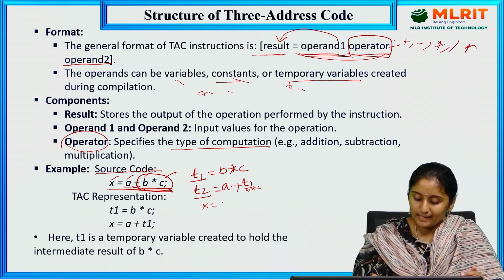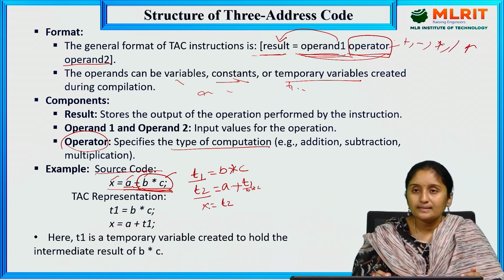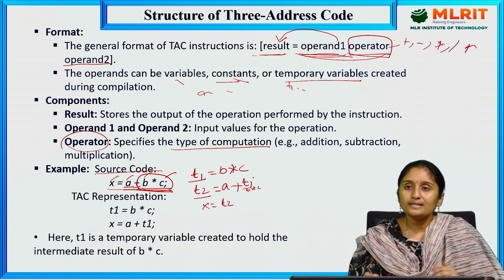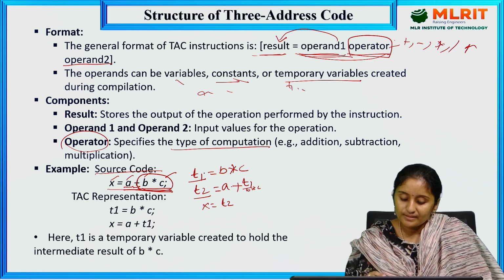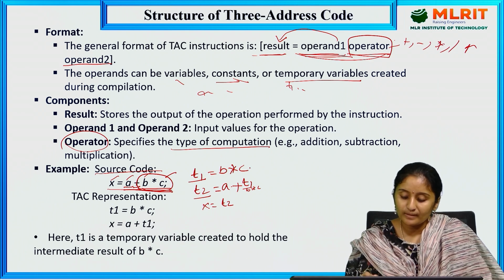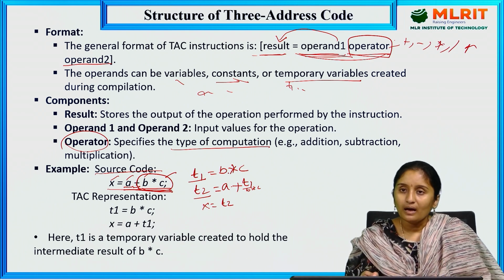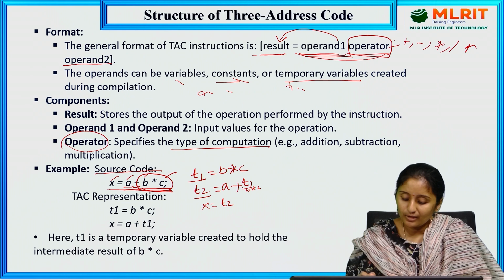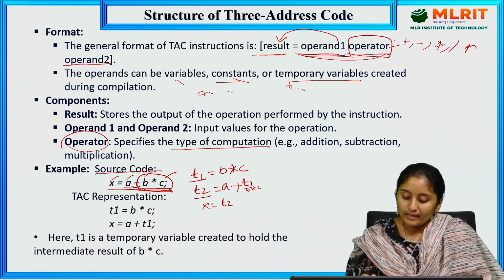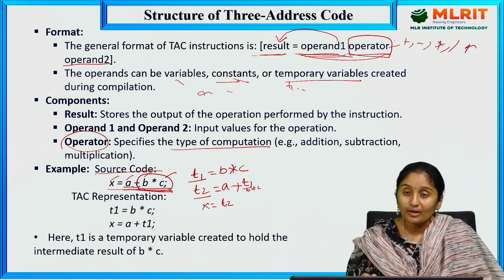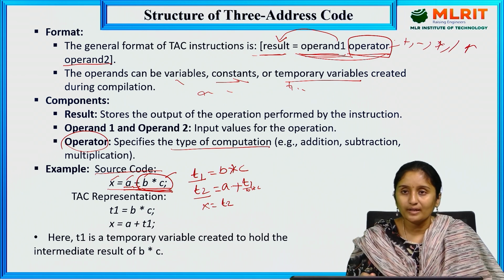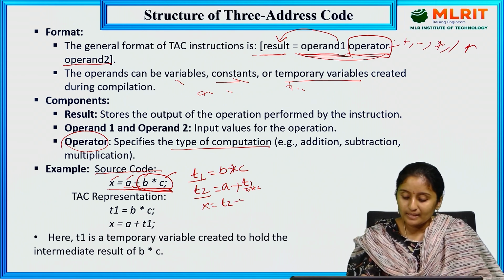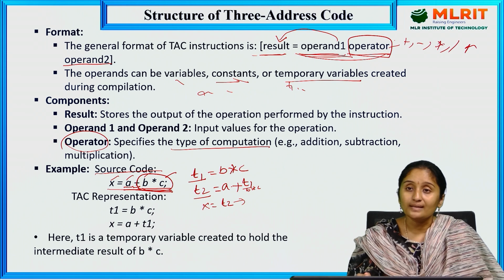Now X is equal to T2. Check now whether it is in a 3 address format or not. Yes, it is in a 3 address form. It is having 3 operands and on the right side only one operator exists. Here also there are 3 operands and 1 operator. Coming to here, I am having only one operand and there is no operator. So we can call it a copy statement.